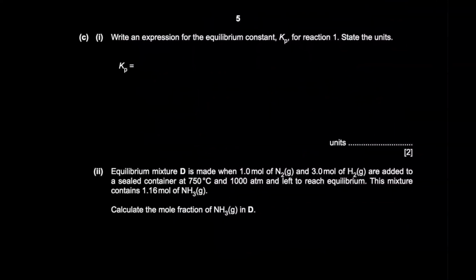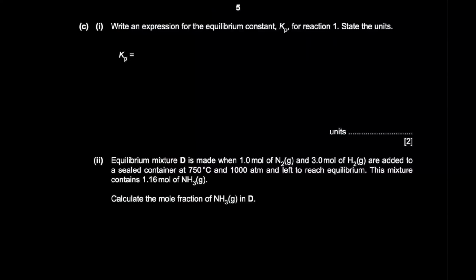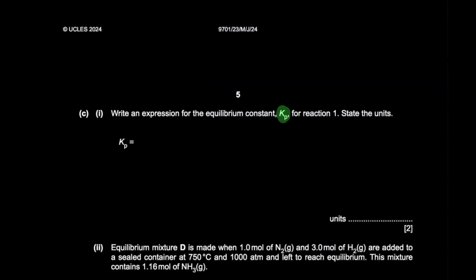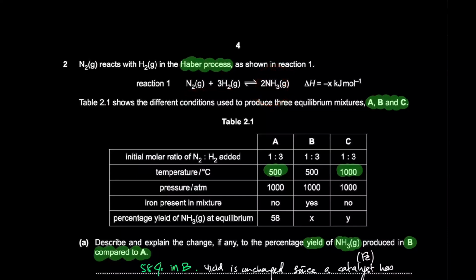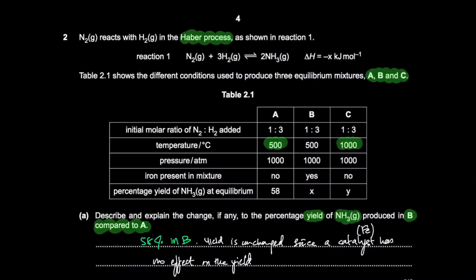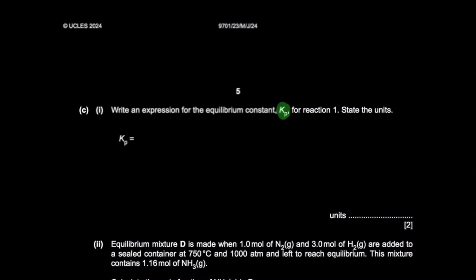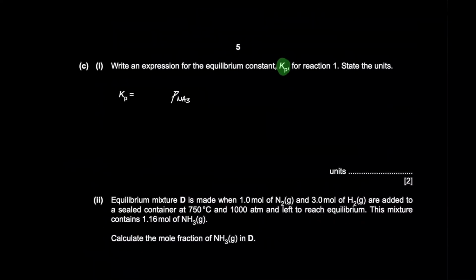Write an expression for the equilibrium constant Kp. Kp is for the partial pressures, right? Again, it's products over reactants. So you're going to have ammonia squared divided by hydrogen cubed times nitrogen, to the power of the coefficients. So ammonia to the power of 2 divided by H2 to the power of 3 times N2 to the power of 1. So we can say partial pressure of ammonia squared divided by the partial pressure of H2 cubed times partial pressure of nitrogen.